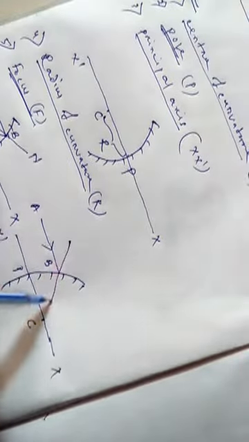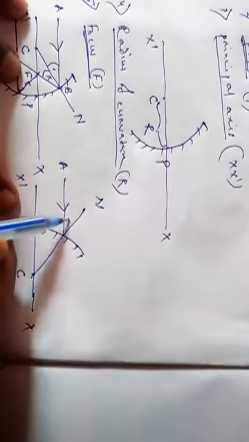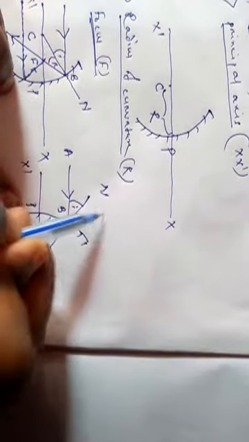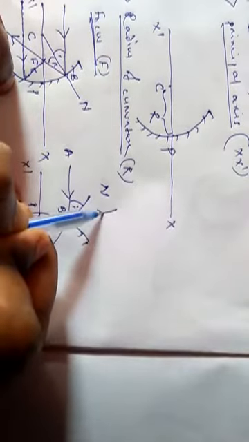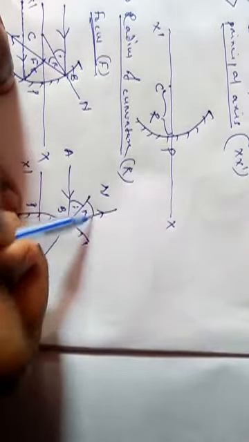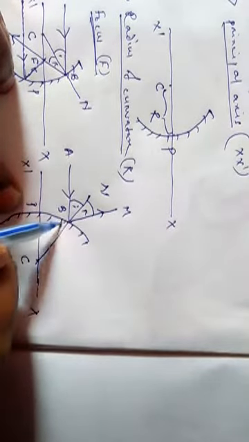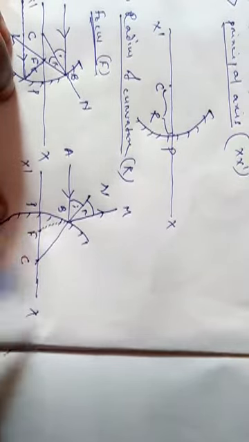If you join CB, it is the normal. This is angle of incidence I. This is the reflected ray. Angle of reflection R. If you extend backside, this light ray meets at the point F. This point is called focus.